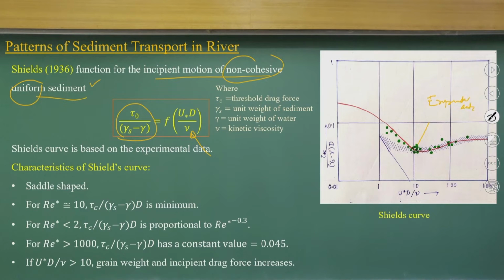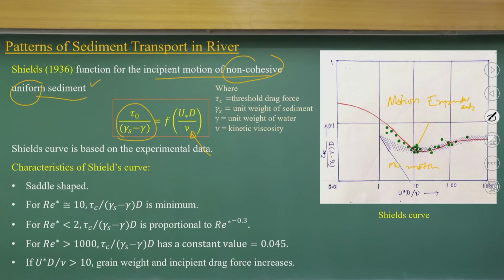They tried to look at these functions. How do these functions vary, and how can we define them? This is the motion zone, and this is the no motion zone. Okay, this is the motion; this is the no motion of the sediment zone.